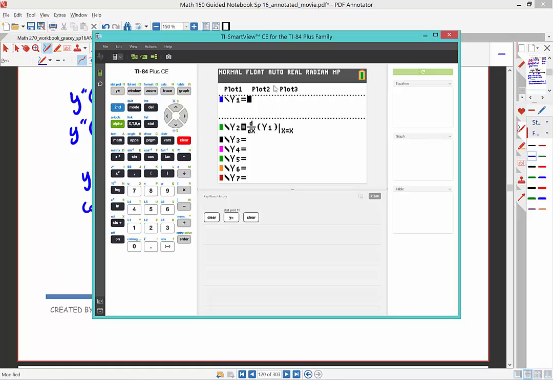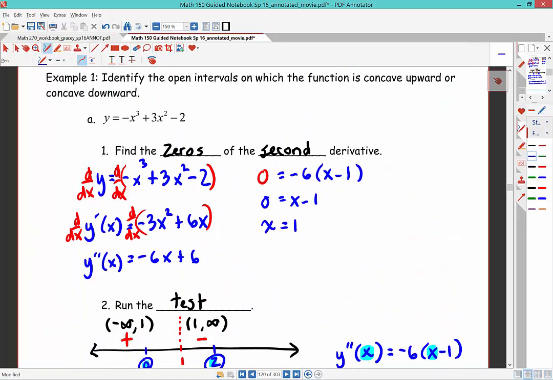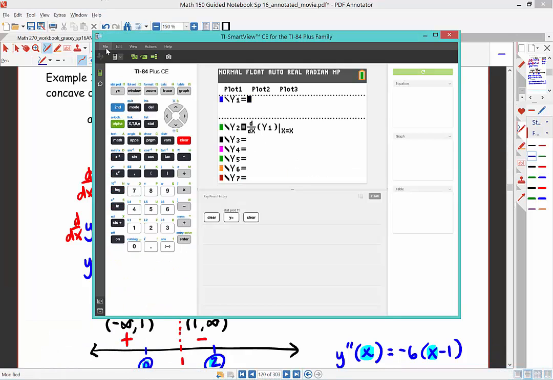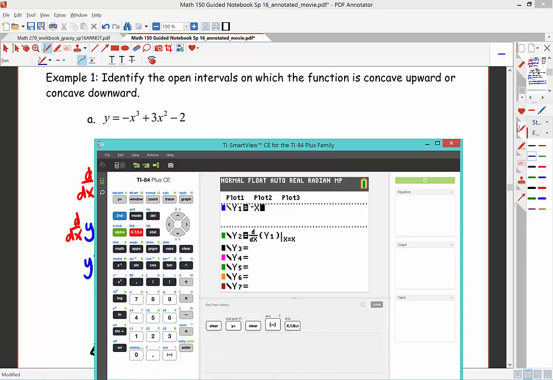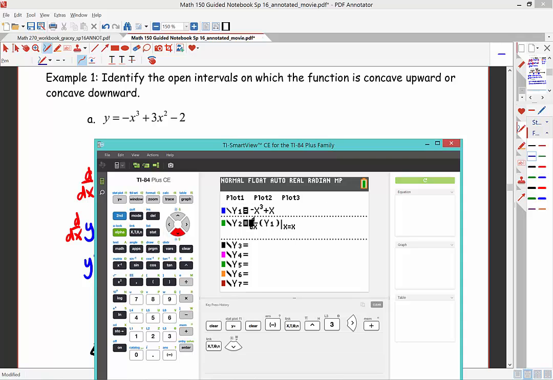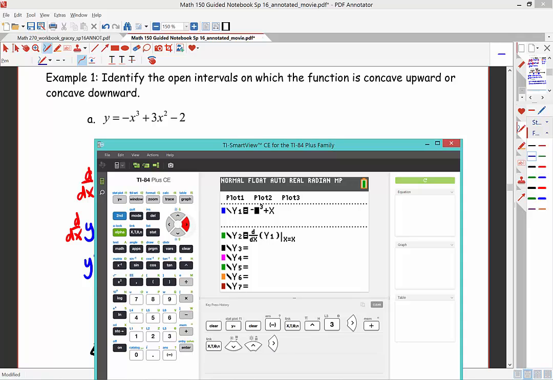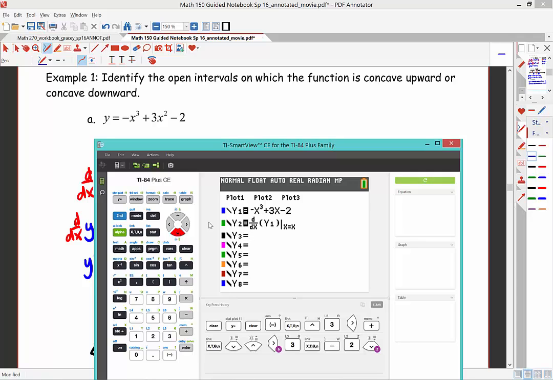Okay, so it'd be interesting to see what all these things look like. So what did we have? Negative x cubed plus 3x squared minus 2. Okay, so that will give us the blue, the graph of the original function. The green will give us the graph of the derivative function. And then, hey, let's do this. Why don't we also do the graph of the second derivative function?